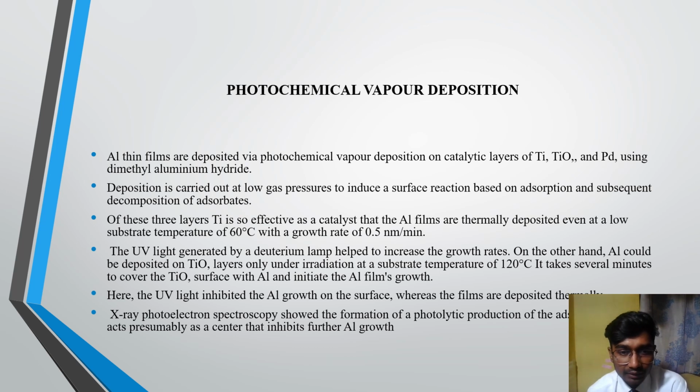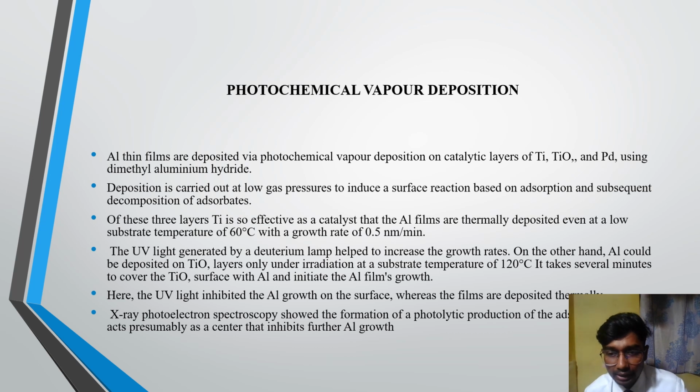Titanium is effective as the crystal layer, and the aluminum films are thinly deposited at a lower substrate temperature of 60 degrees Celsius with a growth of 0.5 nanometers. The UV light is generated by the deuterium lamp, which helps to increase the growth rate.